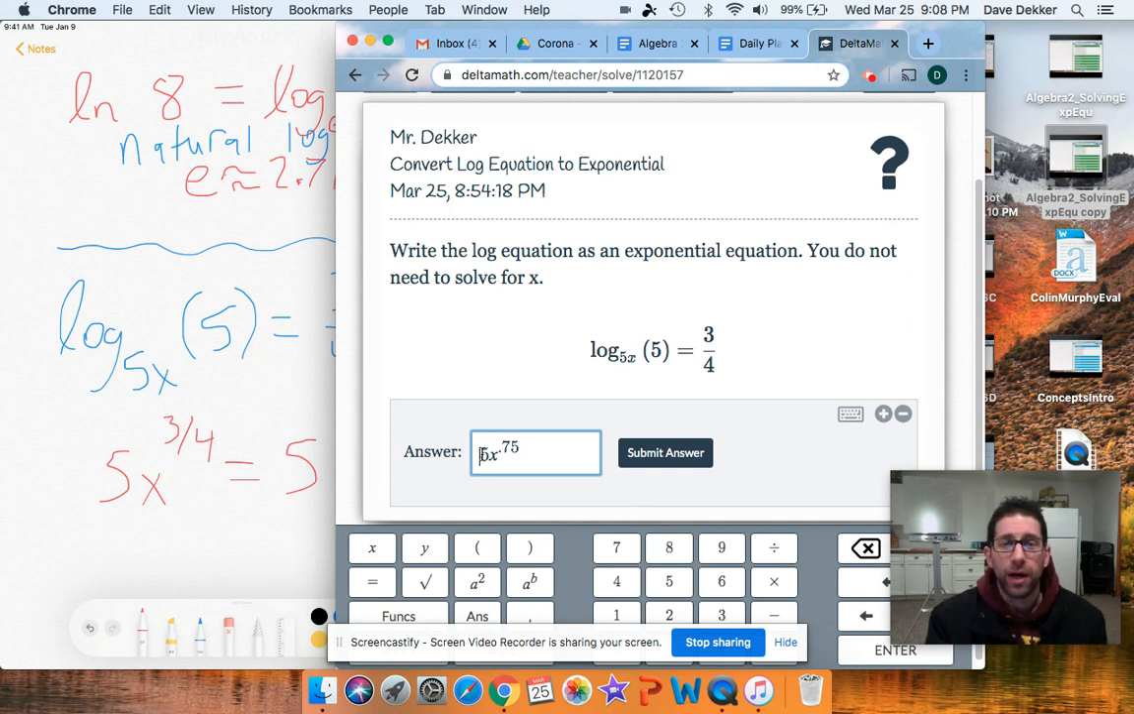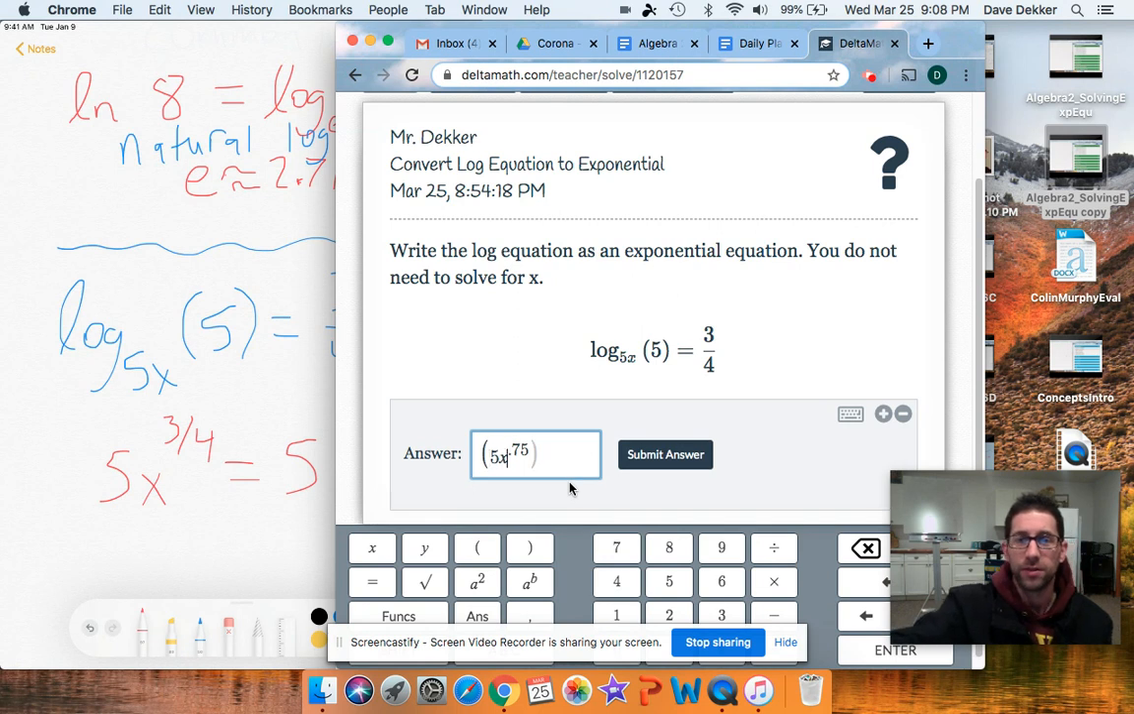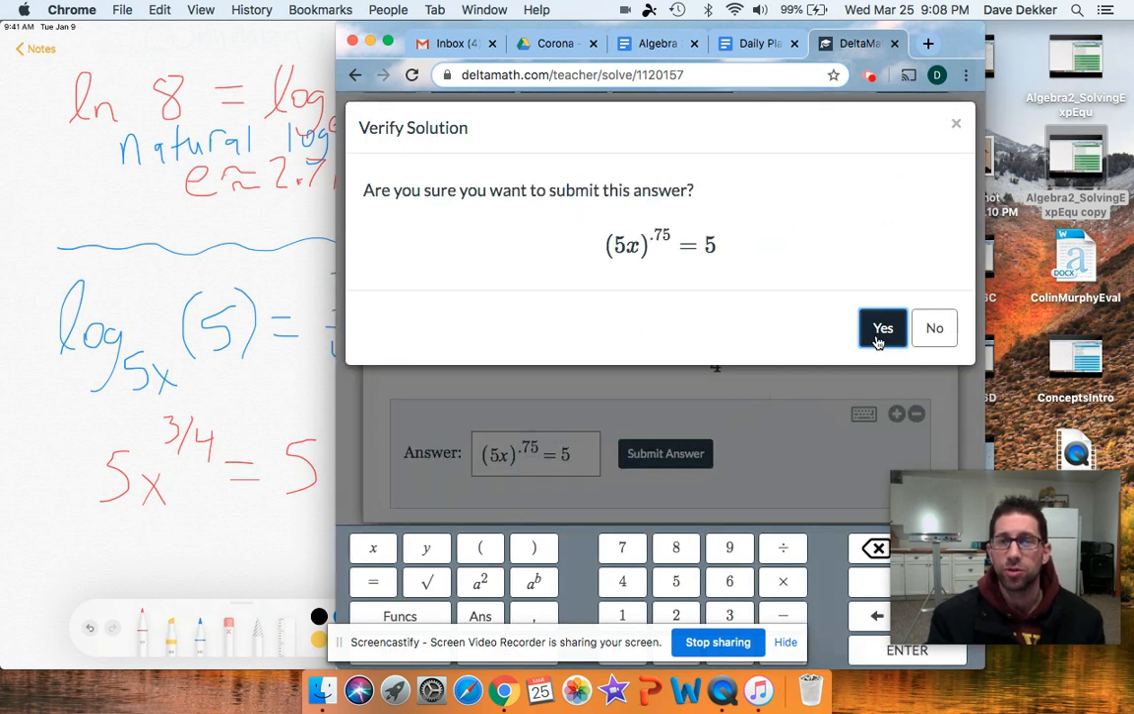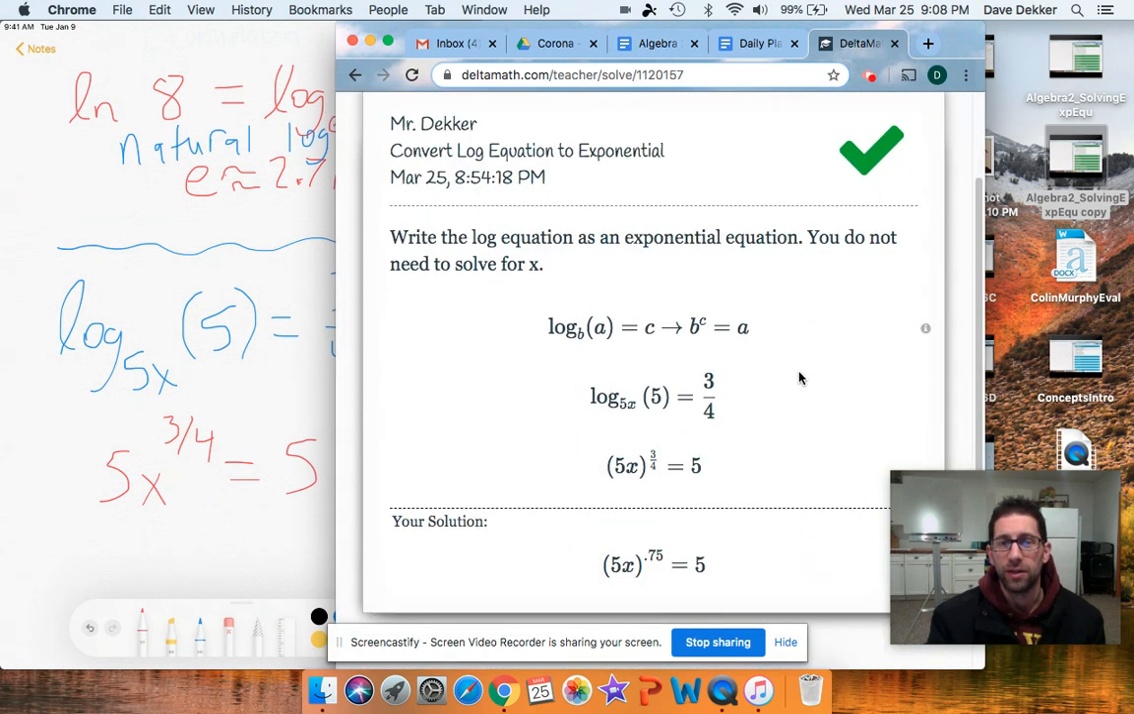Whoops, one thing I forgot. Okay, all of 5x is the base, so I really need to put that in parentheses. So go back and put that in parentheses. I think that could be kind of important. Okay, and then it's equals. Now I had to hit the arrow one more time so that it got away from the power and got back on the main line, and that's going to equal 5. So I hope that it's going to take that as a good answer. We'll submit it. Yes, I'm sure. And it did take it. Okay, and then here's the solution.